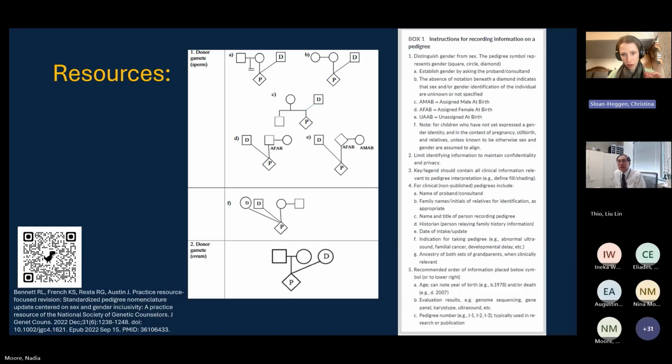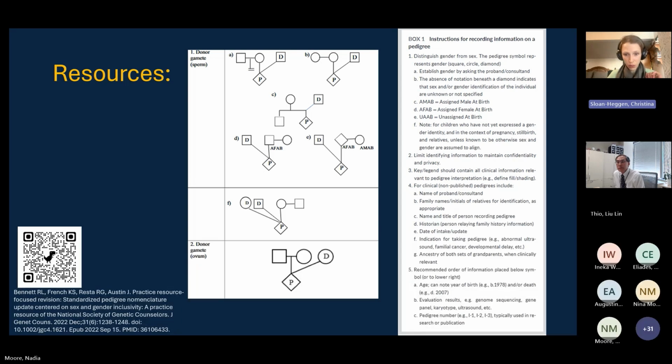So I'm not going to go through all of these, but let's say that you've got a situation where you have an individual who considers themselves non-binary, but they were assigned female at birth. And so they are a diamond, but they get labeled with AFAB, assigned female at birth, and they use donor sperm to carry a pregnancy. You can draw that out. And there's lots and lots of situations and lots of examples.